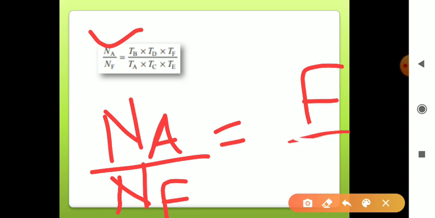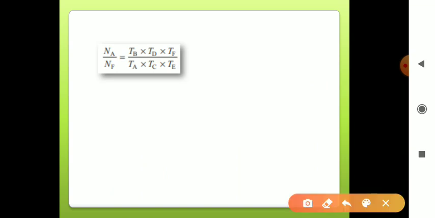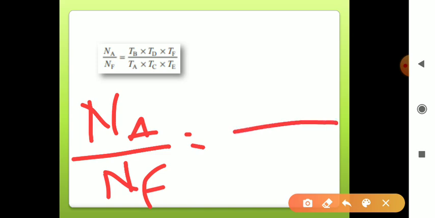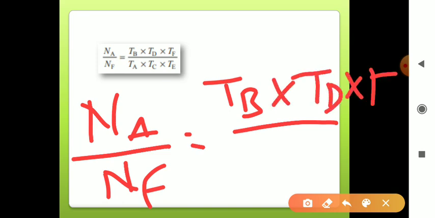So NA divided by NF is equal to the product of the total number of teeth on the drivens divided by the total number of teeth on the drivers. The number of teeth on the drivens: B will be the driven, D will be the driven and F will be the driven, that is TB, TD and TF.